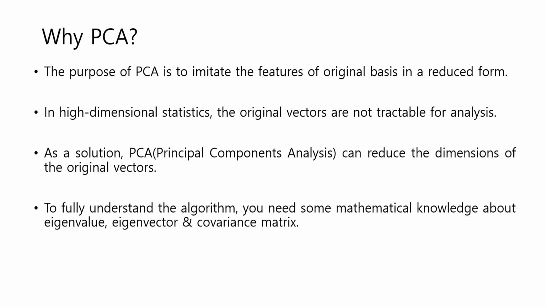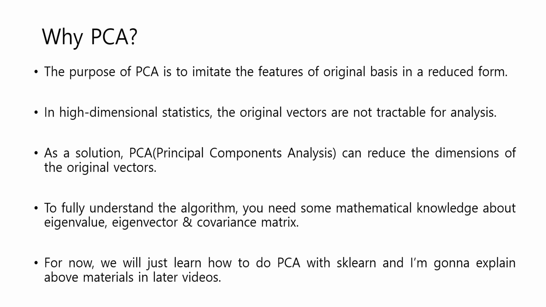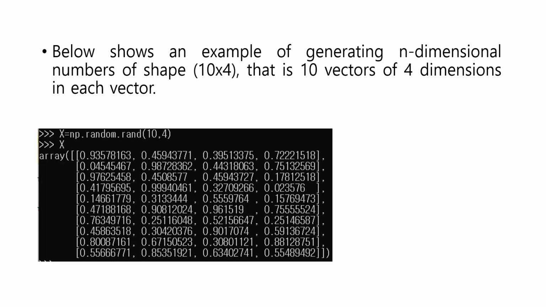To fully understand the algorithm, you need some mathematical knowledge about eigenvalue, eigenvector, and covariance matrix. For now, we'll just learn how to do PCA with Sklearn, and I'm going to explain the above materials in later videos. As an example, we'll generate 10 random vectors filled with random elements, each vector with 4 dimensions, and the figure below shows the Python example.